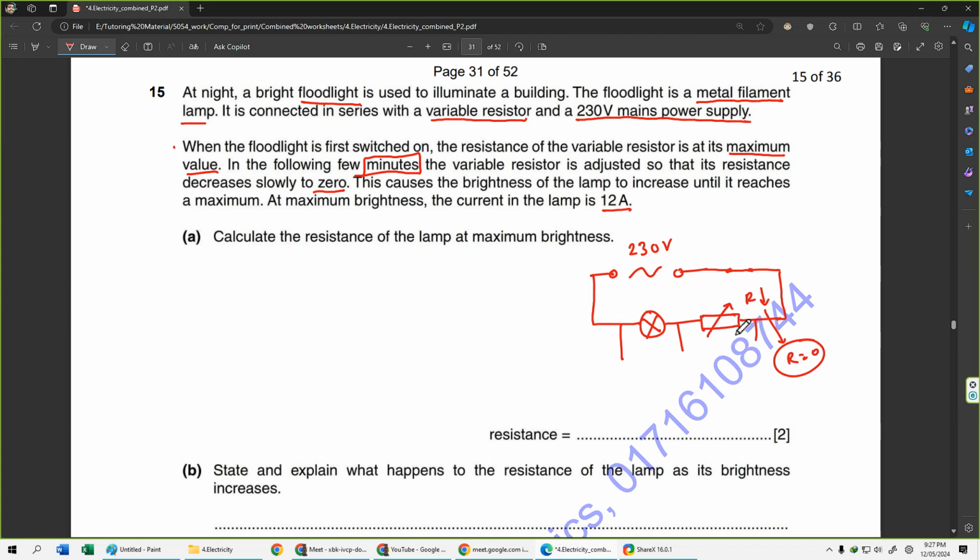Whenever the resistance of this variable resistor becomes 0, essentially the bulb is going to start to consume the entire 230 volt of the supply. So initially the voltage of the bulb would be very small, but as time goes by, within the next few minutes the voltage would increase slowly to 230 volt maximum voltage.